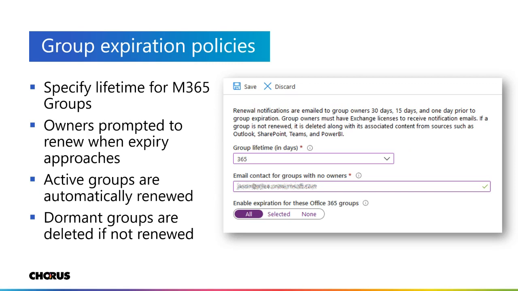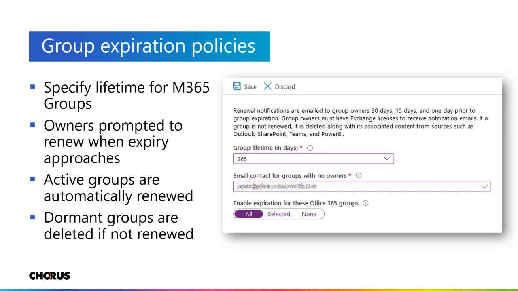And what happens is when the end of that default lifetime is approaching, the owners will start getting notifications. They'll start getting emails asking them to renew their team. If they don't renew the team, it gets deleted. You've then got 30 days to recover that team if it was deleted in error. So there are some protections built into this to hopefully stop this policy from deleting teams and groups that it shouldn't.